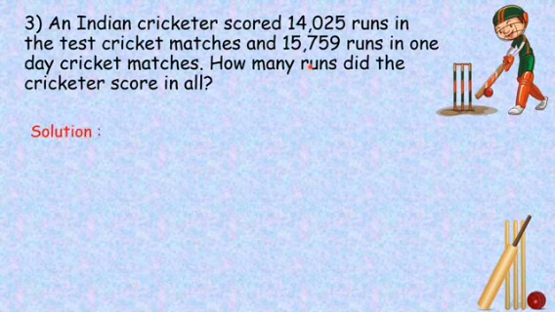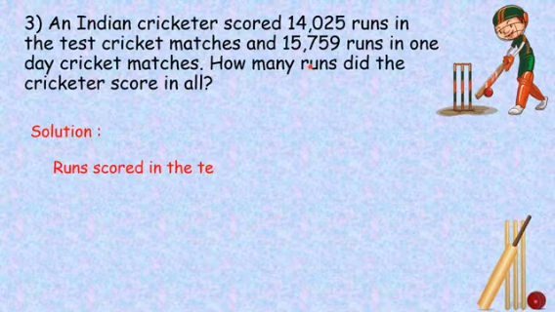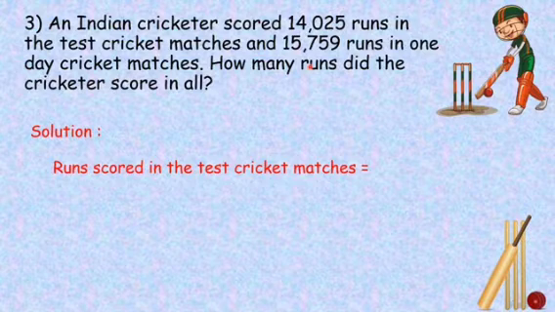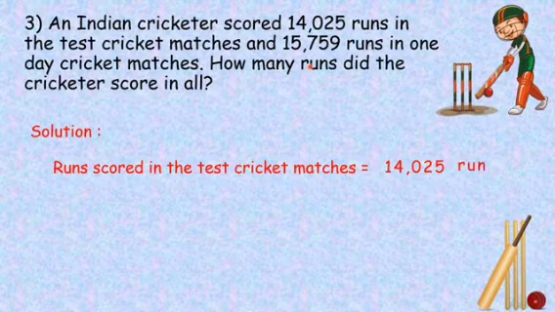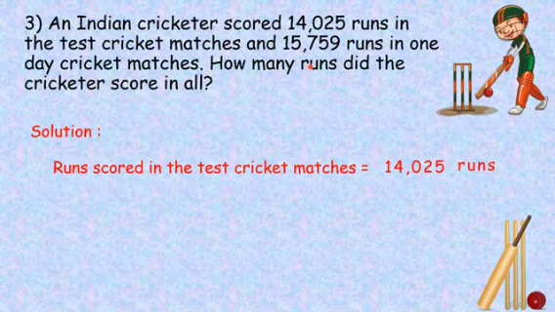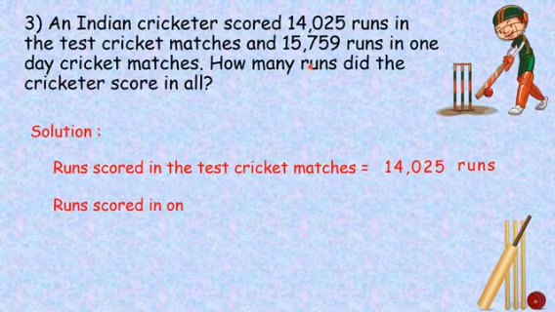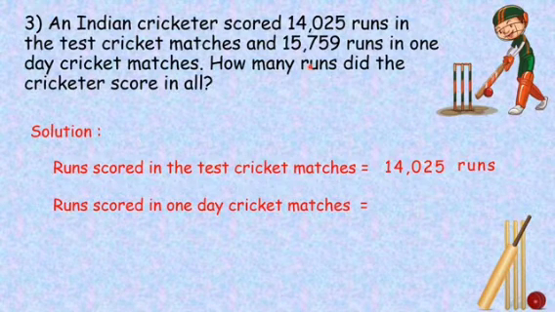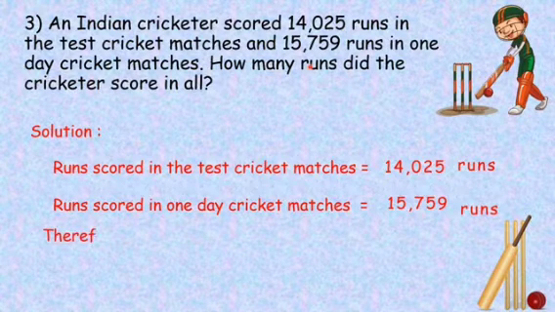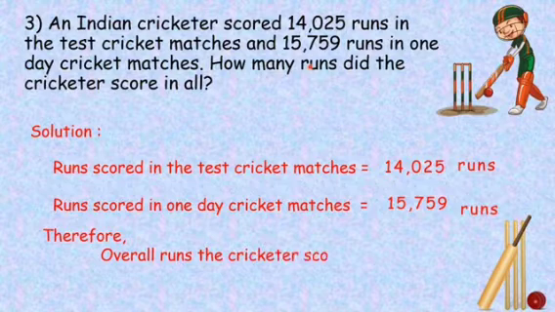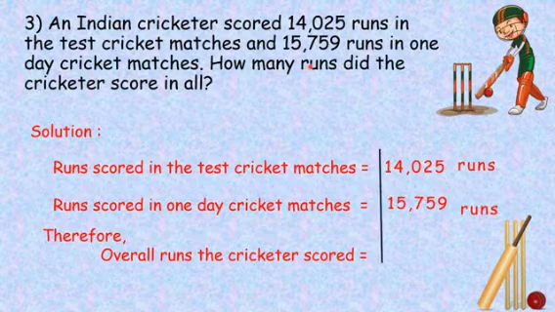For the solution, runs scored by the Indian cricketer in the Test cricket matches, 14,025. Then runs scored in one-day cricket matches, 15,759 runs. Then therefore total number of runs scored by the Indian cricketer, or overall runs the cricketer scored, is equal to, we have to add both of them.